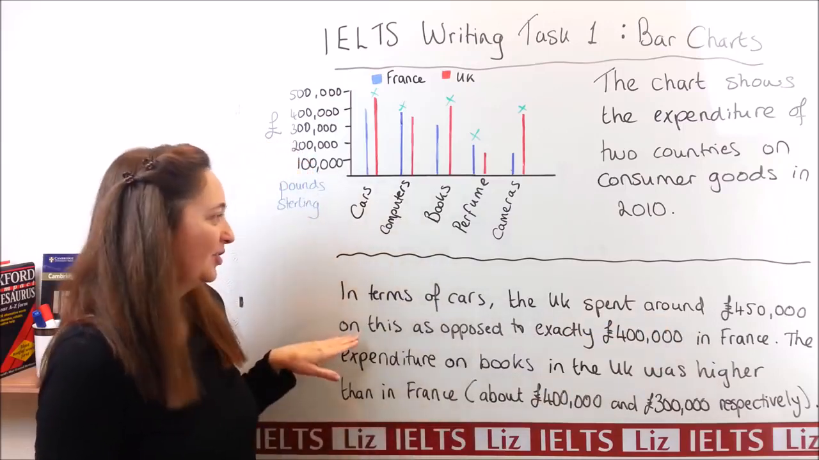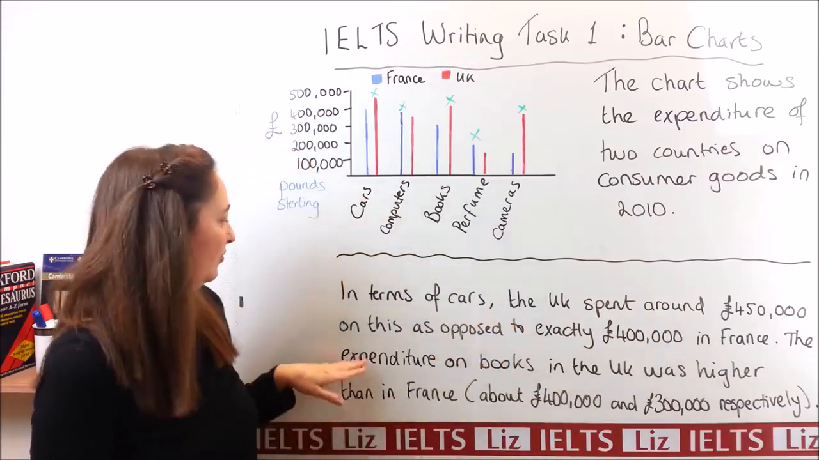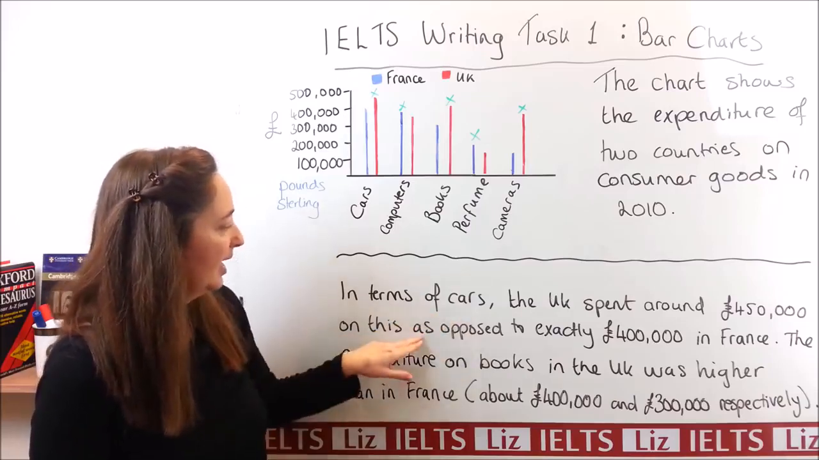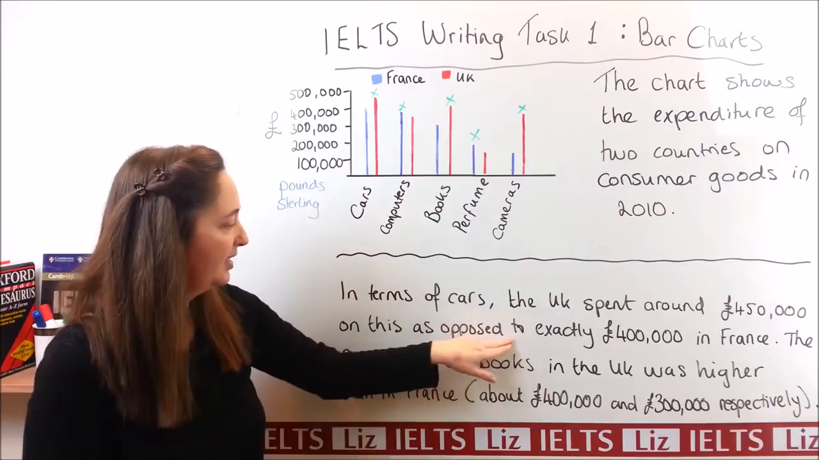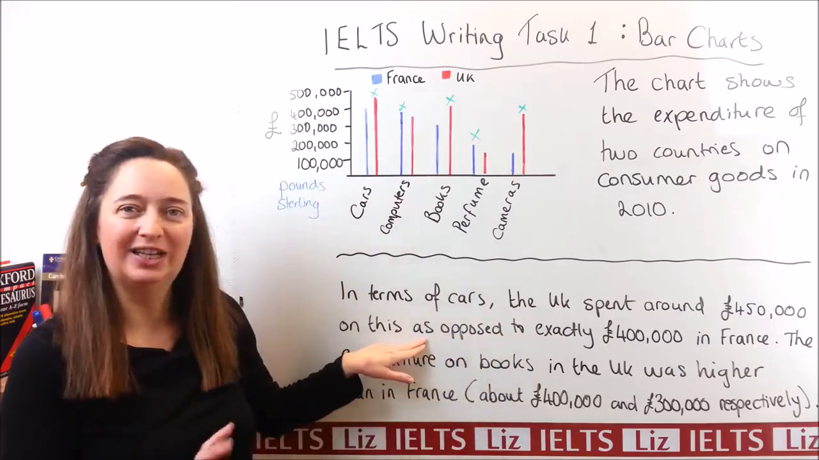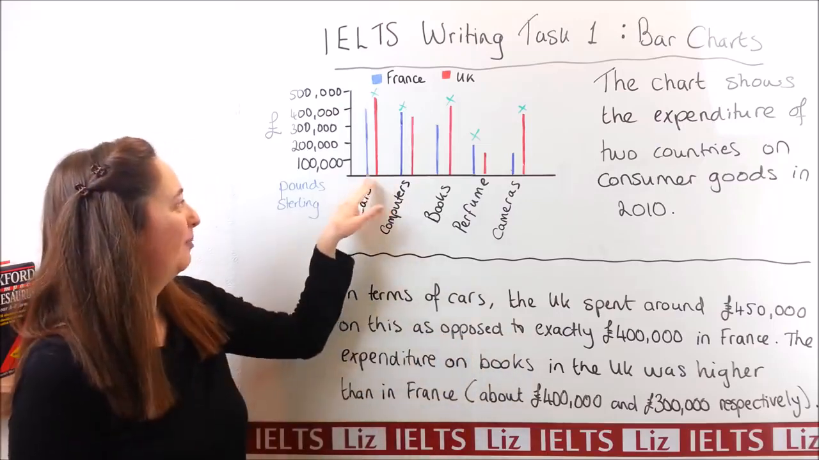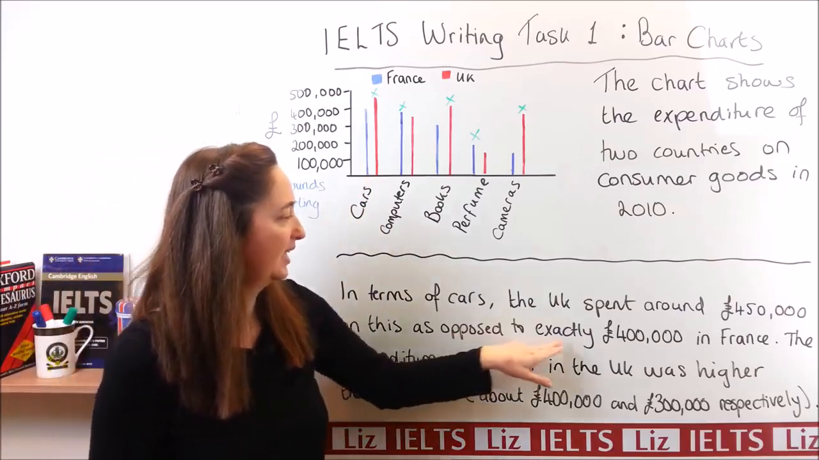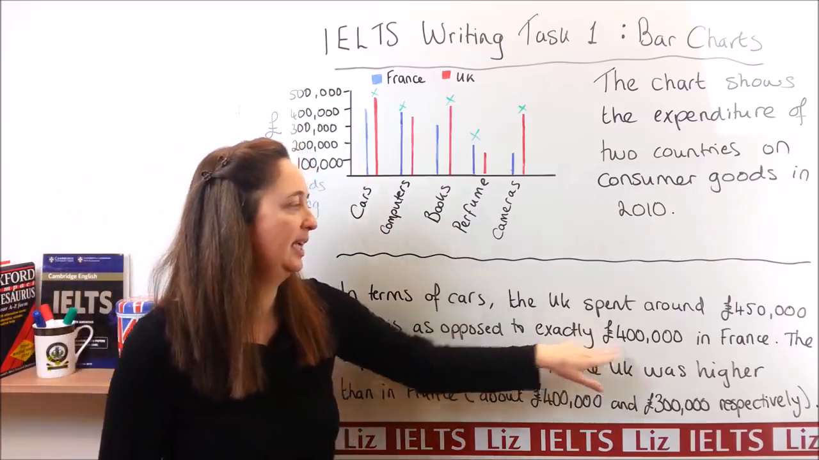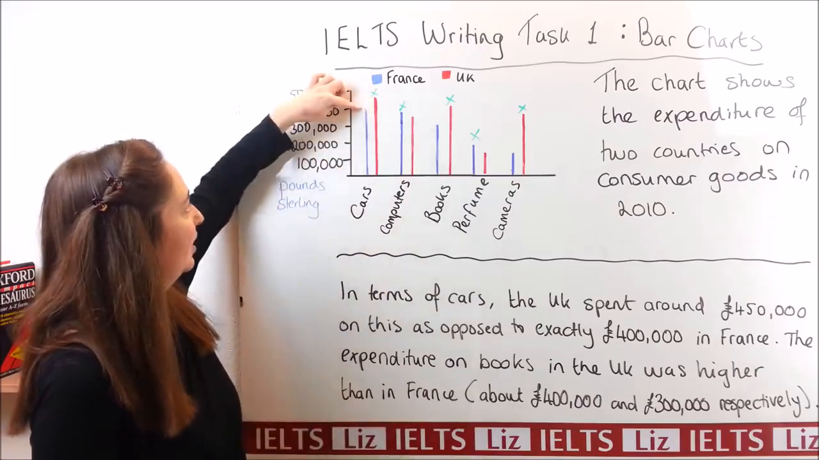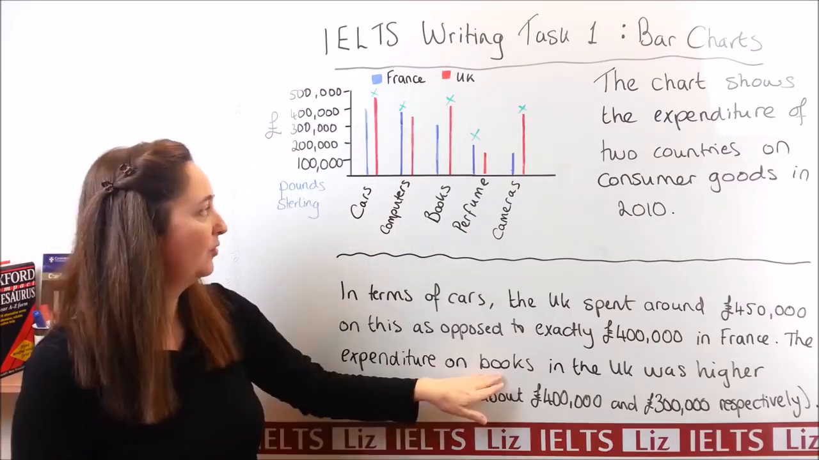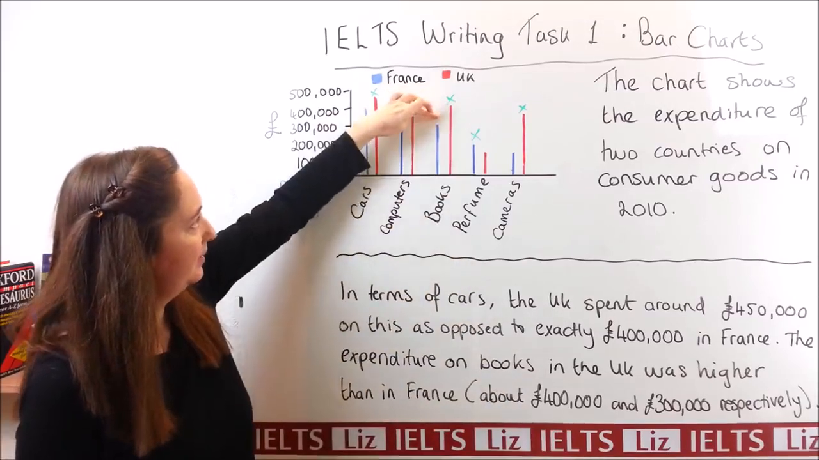But we can see that it was around £450,000. So they spent around £450,000 on this, that means cars, as opposed to, this is a very nice linker to connect the information about France and England, as opposed to exactly £400,000 in France. And you can see here we've got £400,000. Then we move on to books, that's this one here.